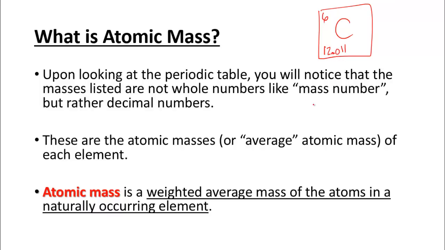Don't forget mass number is protons plus neutrons, and it's going to be a whole number. So for example, carbon-12 would be 6 protons plus 6 neutrons equals 12. Carbon-13 has 7 neutrons, and therefore its mass number is 13. This number right here is the atomic mass. And the atomic mass, or sometimes called average atomic mass, is what's reported here. The average atomic mass is not a regular average, it's a weighted average.